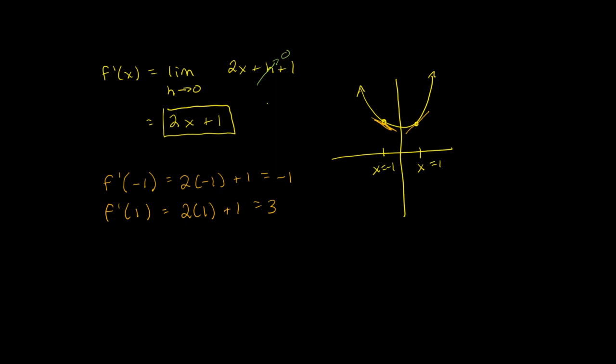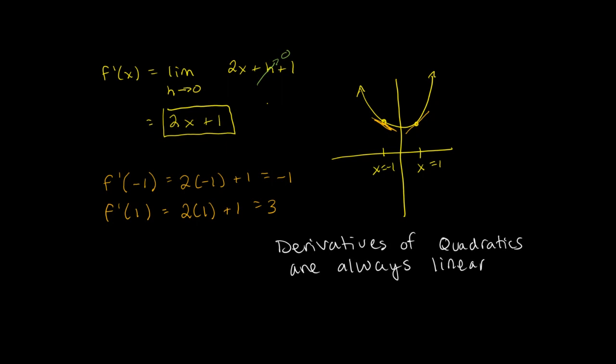Okay, so the one thing that you can learn from this is that derivatives of quadratics are always linear. So anytime you have a quadratic equation and you take a derivative, it becomes linear. And that's because the derivative is removing a dimension. So instead of having x squared, you're now down to x. And so you have a linear equation.